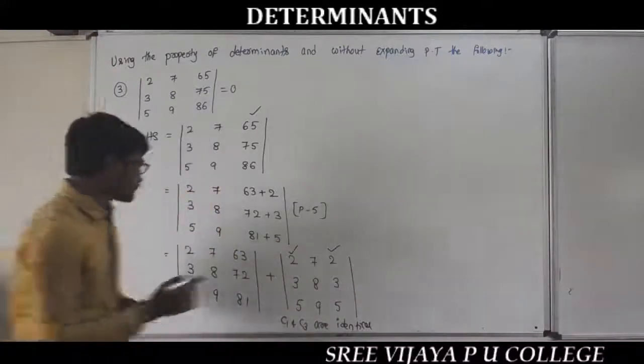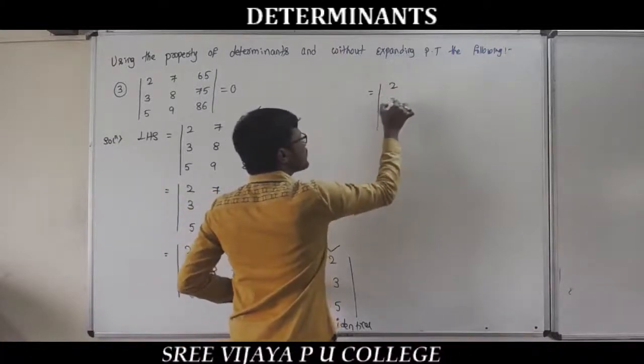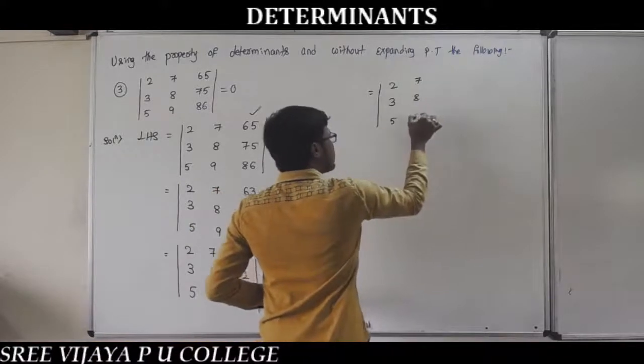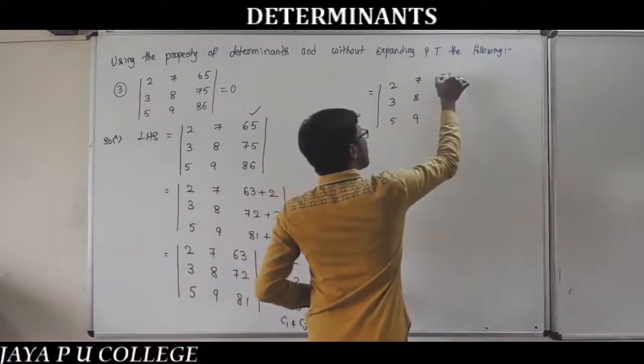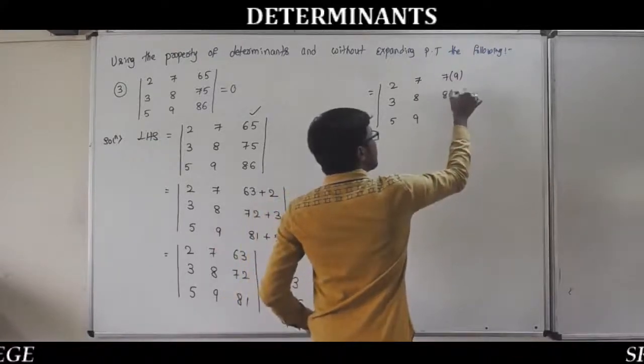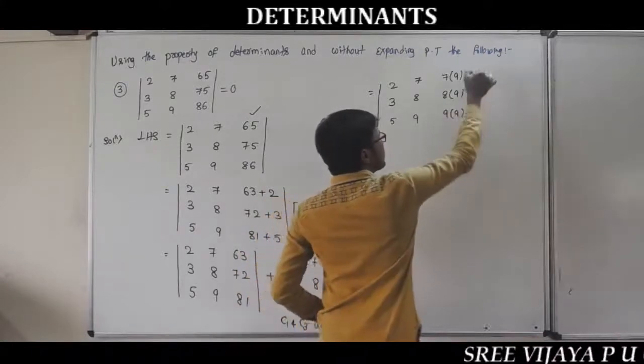Now for this one, the determinant of 2, 3, 5, 7, 8, 9, and 63, 72, 81. 63 can be taken as 7 nines are 63, 72 as 8 nines are 72, and 81 as 9 nines are 81.